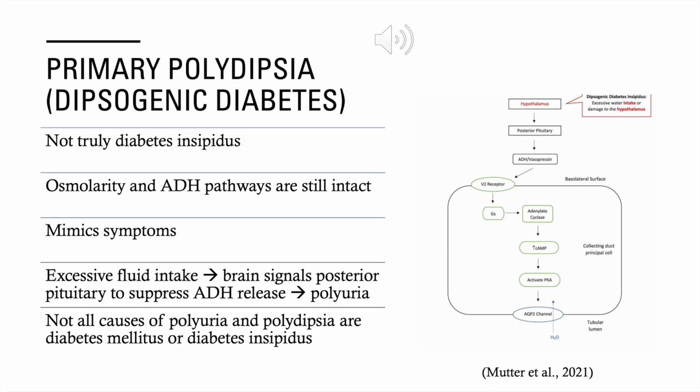Primary polydipsia, also known as dipsogenic diabetes, is not truly diabetes insipidus as the osmolarity and ADH pathways are still intact, but instead mimics the symptoms. Primary polydipsia occurs when excessive fluid intake causes the brain to signal to the posterior pituitary to suppress ADH release, resulting in polyuria. Psychiatric illness is a cause. It's important to remember that not all causes of polyuria and polydipsia are diabetes mellitus or diabetes insipidus.